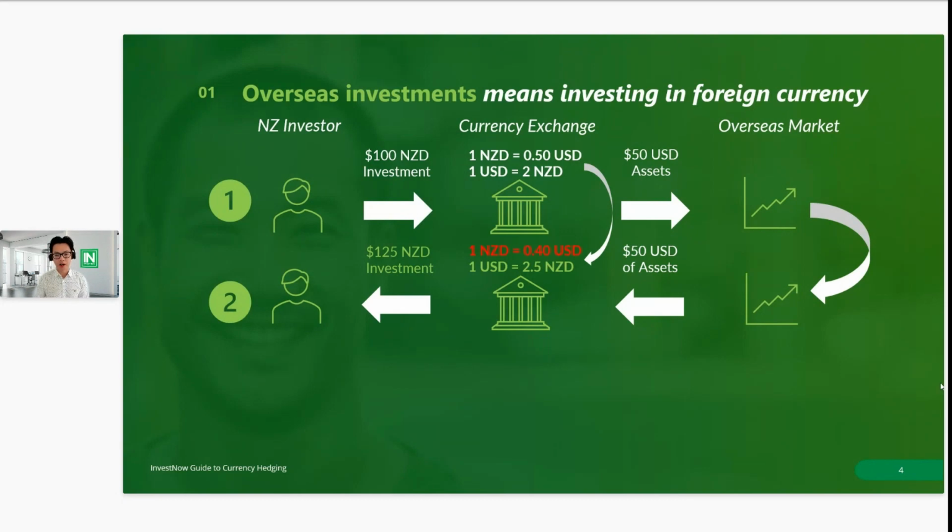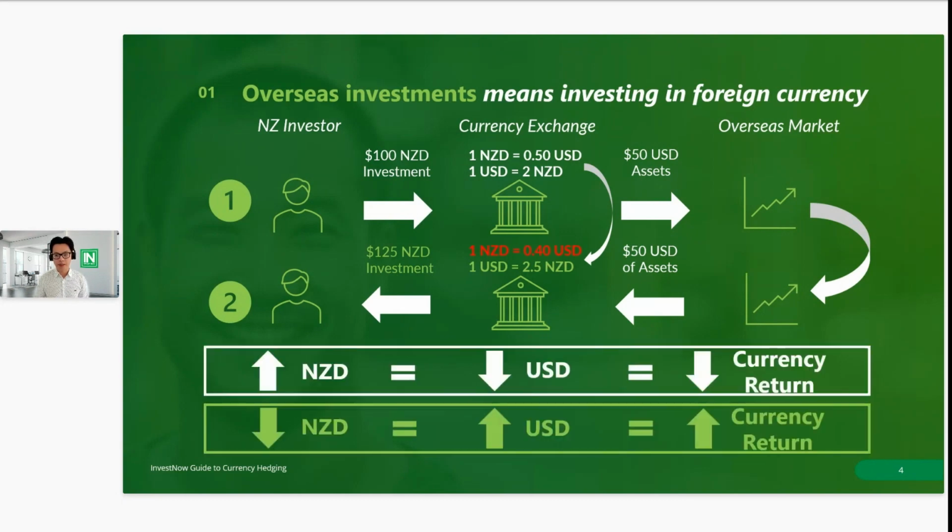To summarize the impact then, when the New Zealand dollar strengthens, the US dollar would conversely weaken, and that will lead to a return on your foreign currency that is negative. The reason why it's negative is because we've invested into the USD assets, being the US currency in this case, and then because the USD has gone down, that means our investment, our asset, i.e.